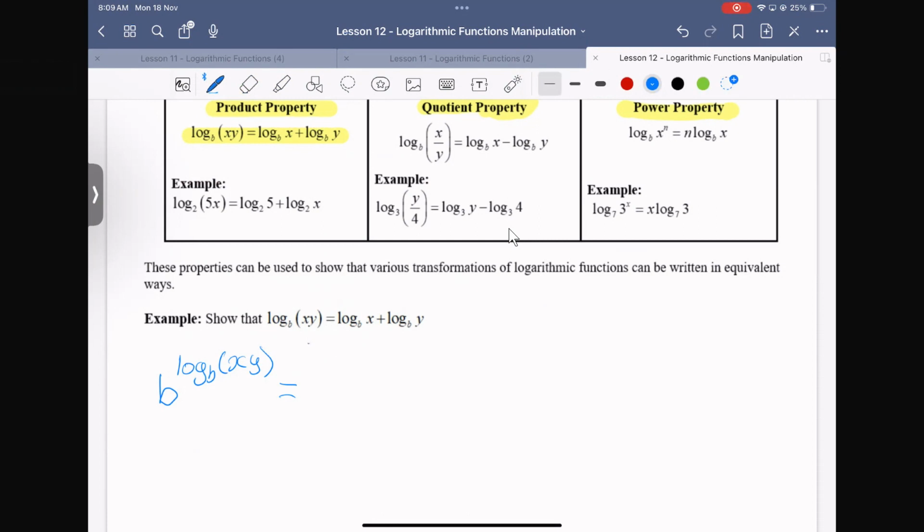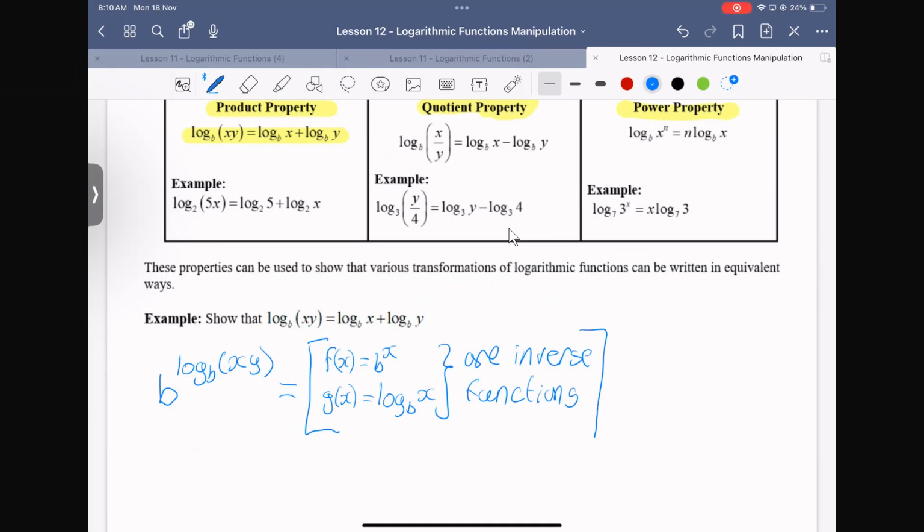You've not caught the understanding from the inverse function lesson we did last week. So we have two functions here. We have f of x equal to b to the x, and g of x equal to log base b of x. These two functions are inverses. So, if those two functions are inverses of each other, how does this expression simplify?